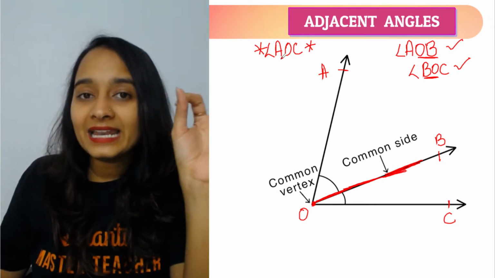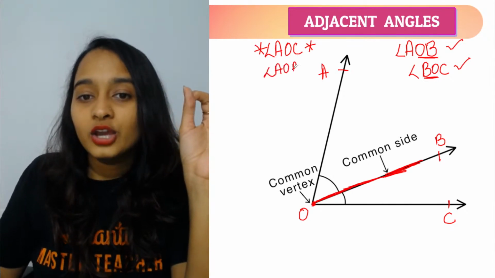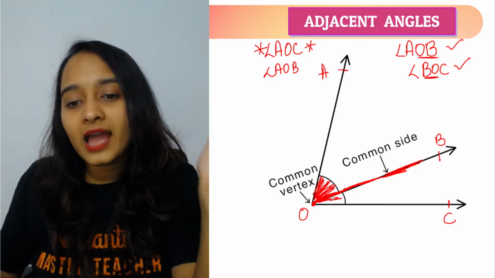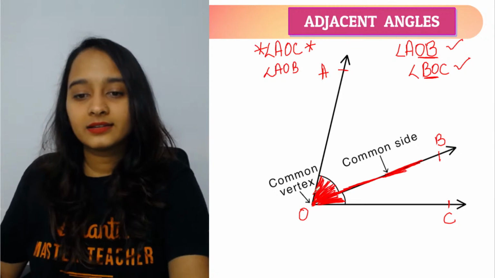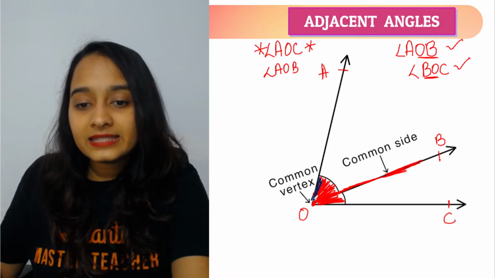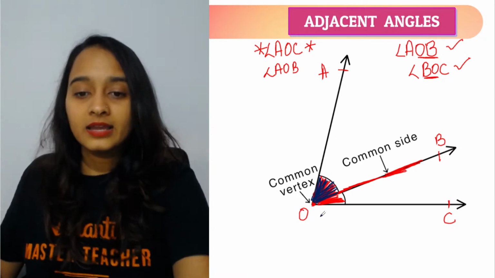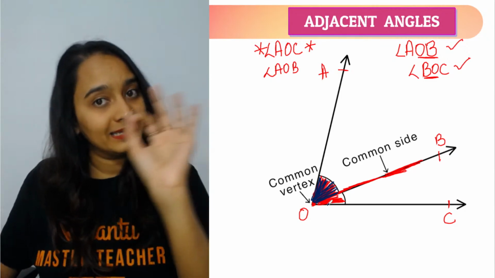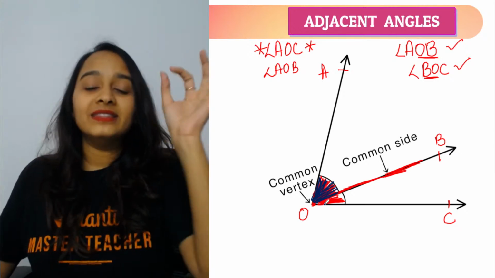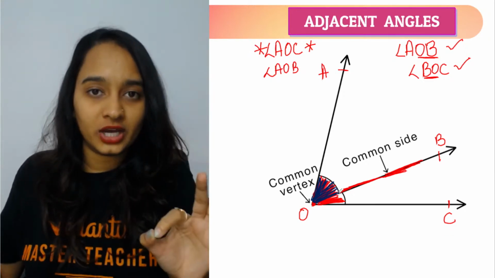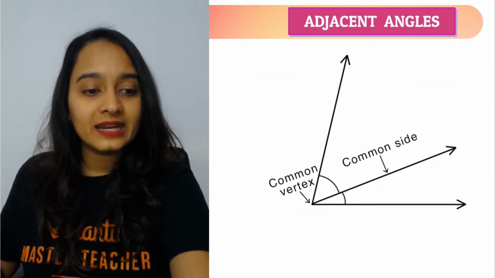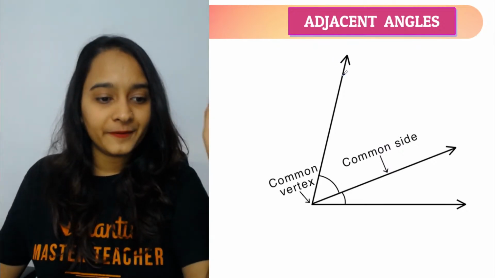Now, when you see angle AOC and angle AOB, you can see that there is an overlap. Angle AOC is this entire angle that I am painting in red. And angle AOB is this angle that I am painting in blue. Now, are they overlapping here? Yes. So, can I say that they are adjacent angles? No. When the angles are overlapping each other, they cannot be adjacent angles. Did you understand? Did you understand the definition now?